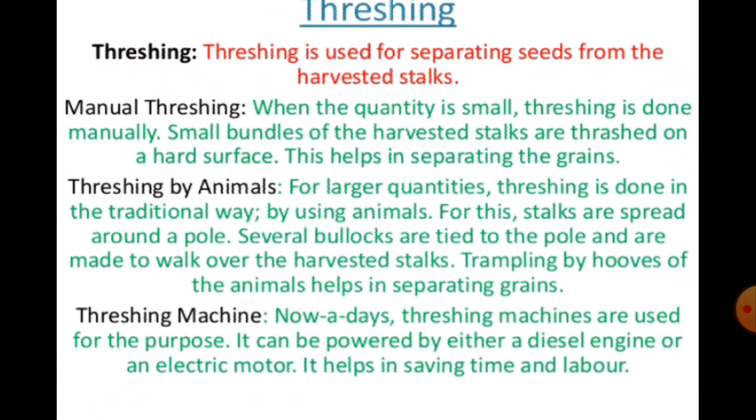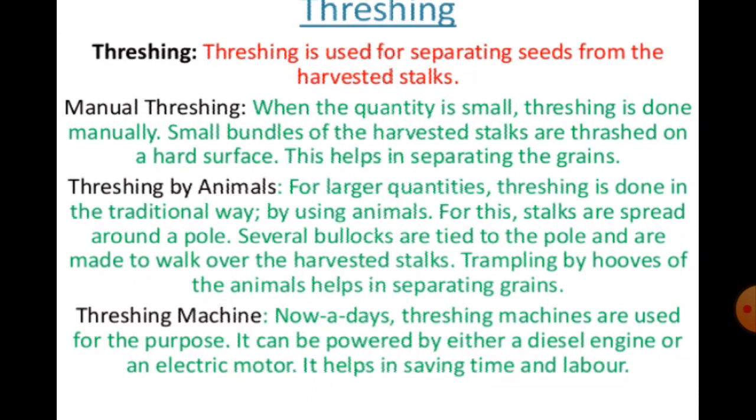Second method, threshing by animals. For large quantities, threshing is done in the traditional way by using animals. For this, stalks are spread around a pole. See, several bullocks are tied to the pole and are made to walk over the harvested stalk. Trampling by hooves of the animal helps in separating grains.